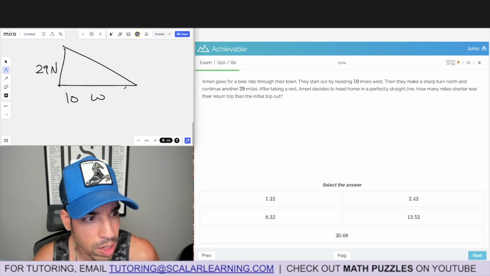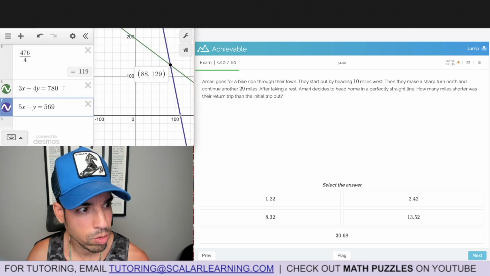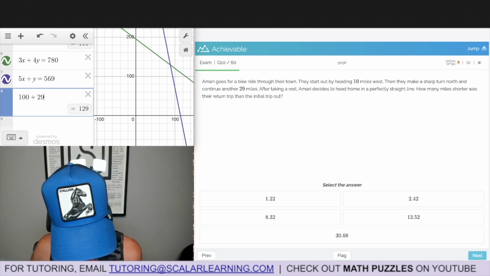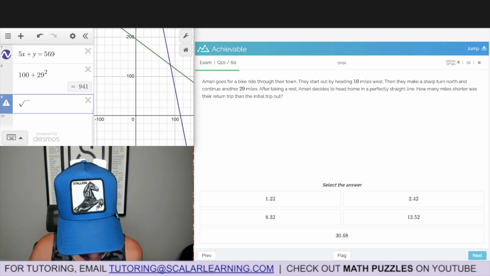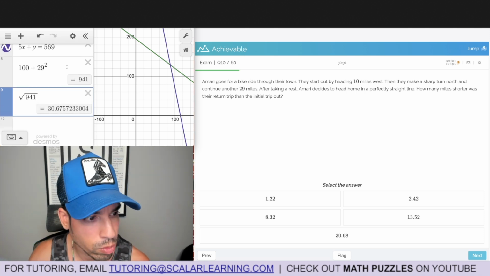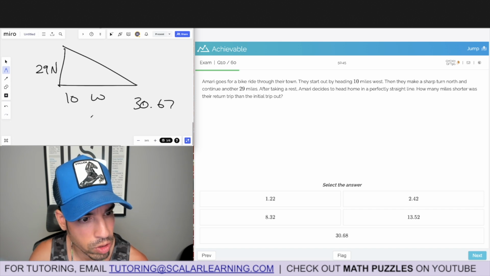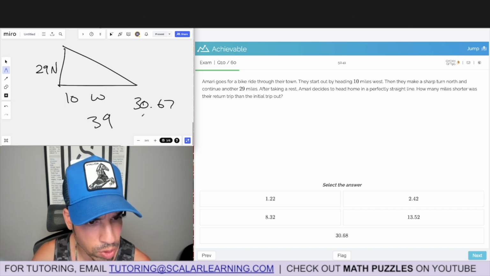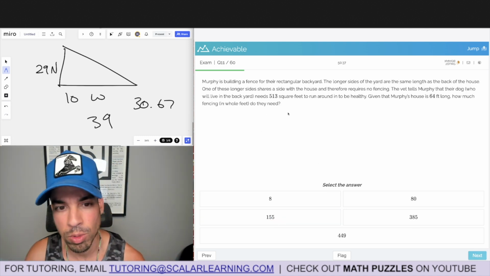Okay, so that's a hypotenuse, right? And we're doing the Pythagorean theorem. 10 squared plus 29 squared equals c squared. So 10 squared plus 29 squared is 941. And then the square root of 941, that's the return route, which is 30.67. So 30.67 versus 39. So it's about 8.33 or 8.32 shorter. And that's the difference. Boom, done. Okay, Pythagorean theorem. Here we go.